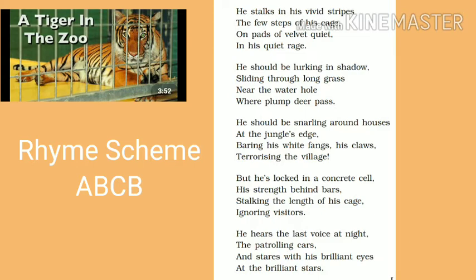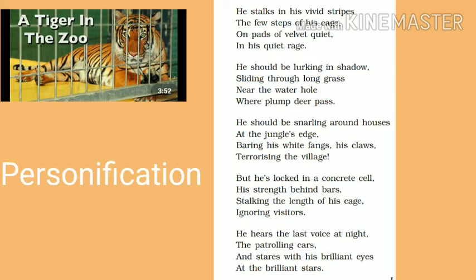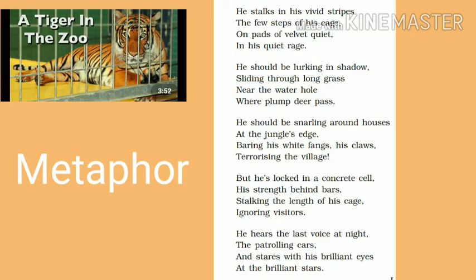And we discussed that the poetic device used here is personification, because the tiger is bestowed with the qualities of a human being. Then you will find a metaphor in the third line of the stanza, pads of velvet. So his paws are compared to velvet clothes. The poetic device is metaphor, as a comparison is made without using the word like or as. In pads of velvet, like or as is not used there.